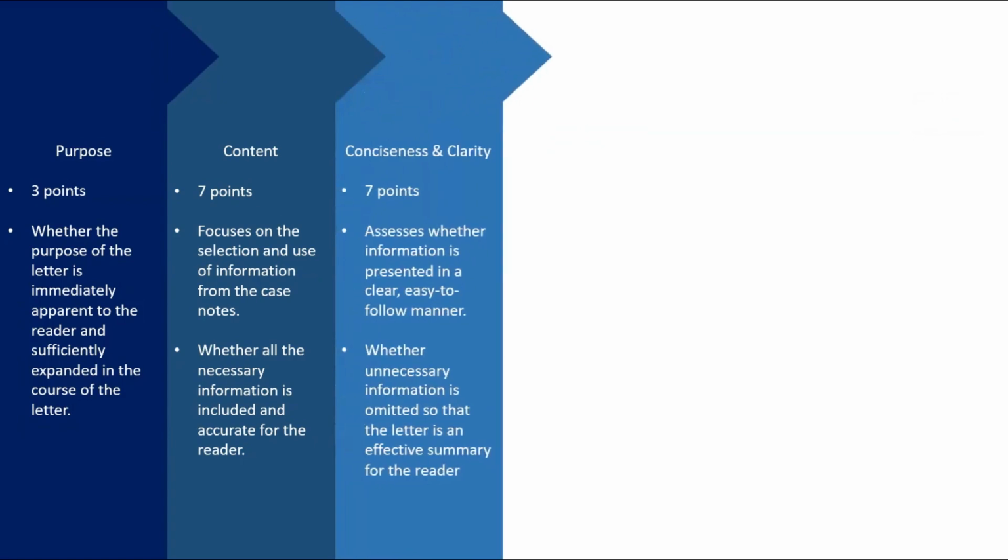Conciseness and clarity is the third criterion used to score your letter. We tend to pair content and conciseness and clarity together because many of the skills, strategies, and questions you apply are similar. Content is the criterion that assesses the information you have included in your letter. Conciseness and clarity assesses the information you have omitted from your letter. If certain information from the case notes is not omitted, then the important information can become hidden and the reader may end up misunderstanding what is required.